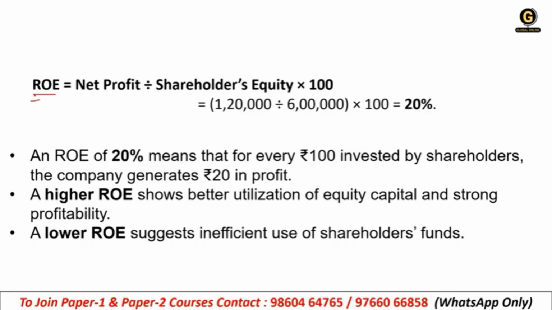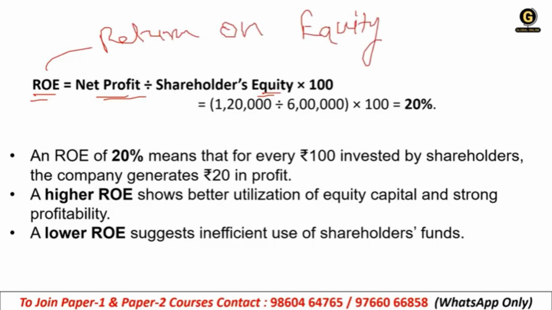See, ROE is equal to net profit divided by shareholders' equity. Okay, so basically ROE, what? Return on equity. Clear? So if the net profit is 1,20,000 and shareholders' equity is 6 lakh, into 100, that will be 20% of your ROE. If the ROE is 20%, that means that for every 100 rupees invested by shareholders, the company generates 20 rupees of profit. Clear?